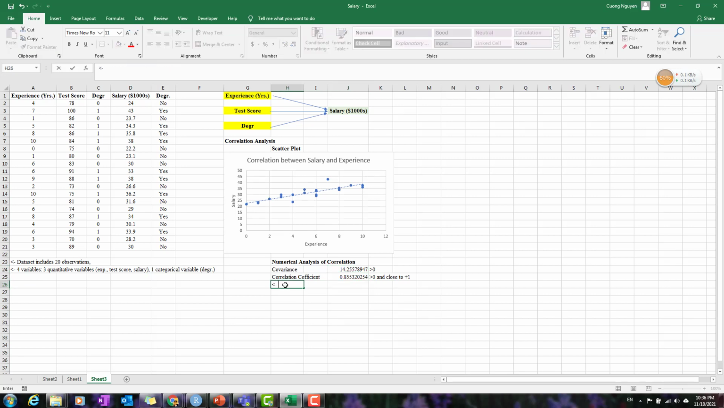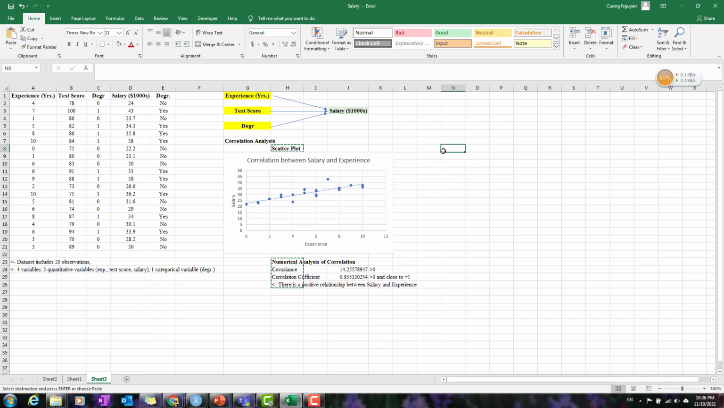So with the scatter plot, with the covariance, with the correlation coefficient, I can say that there is a positive relationship between salary and experience.